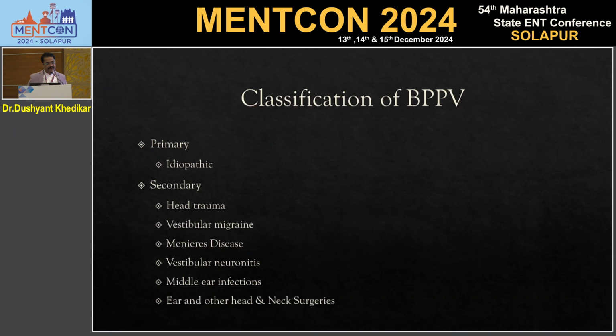So accordingly, for the understanding of BPPV, we can divide BPPV into two types, a primary type and a secondary type. Primary we largely know as the idiopathic one, and the secondary is happening because of certain disorders affecting the labyrinth.